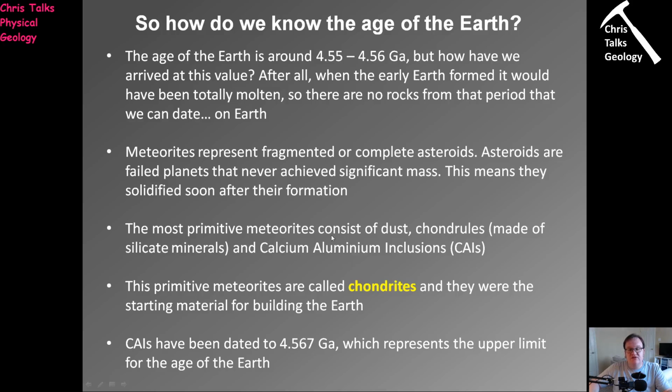We can date the meteorite as a whole, but we can also date parts of the meteorite. We can date the chondrules, and we can date these CAIs separately as well. What we find is that the CAIs give us the value for the earliest material in the solar system. That is set at 4.567 billion years old. As this is the initial starting material, it's taken as the starting point for the Earth.